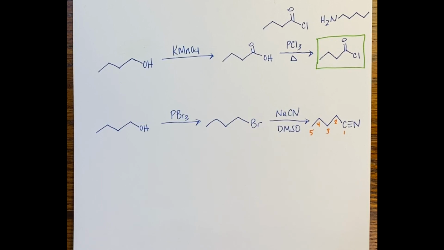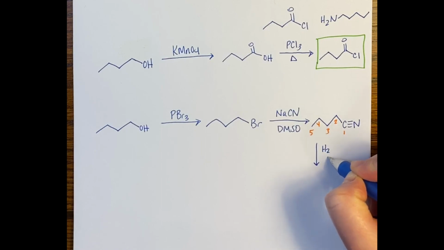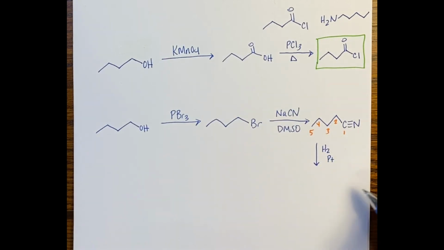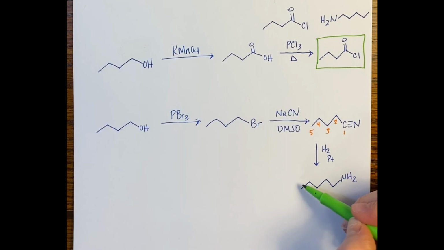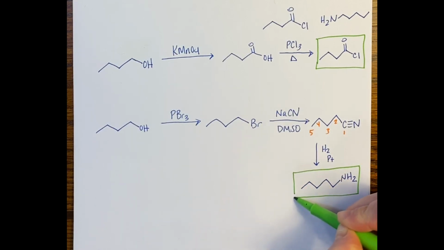So the current molecule that I'm working with has all of the carbons that I need in order to make this amine. It also has my carbon-nitrogen bond, which I need for the amine. So now what I need to do is convert my nitrile to the amine. And I can do that through a hydrogenation with hydrogen gas and a platinum catalyst in order to make my 5-carbon amine. So now that gives me my second target in my synthesis.